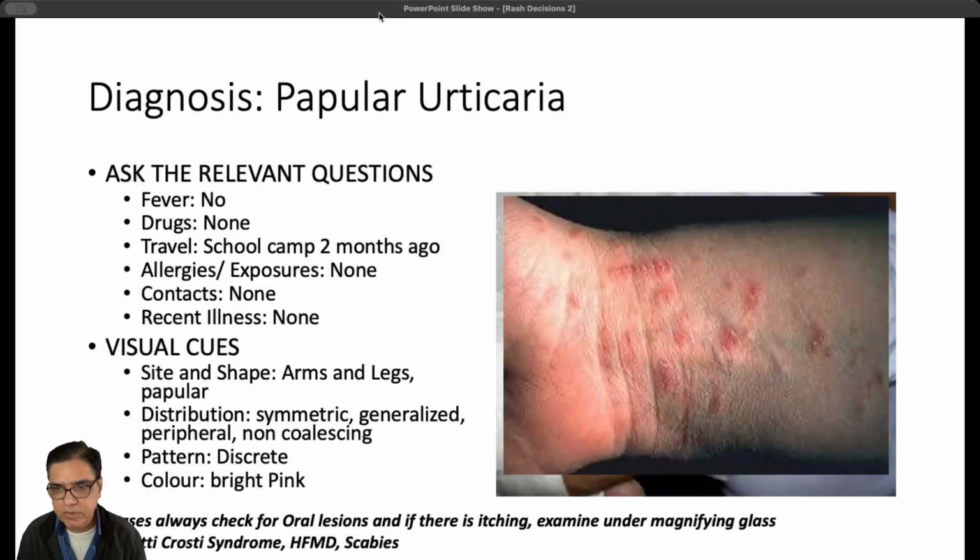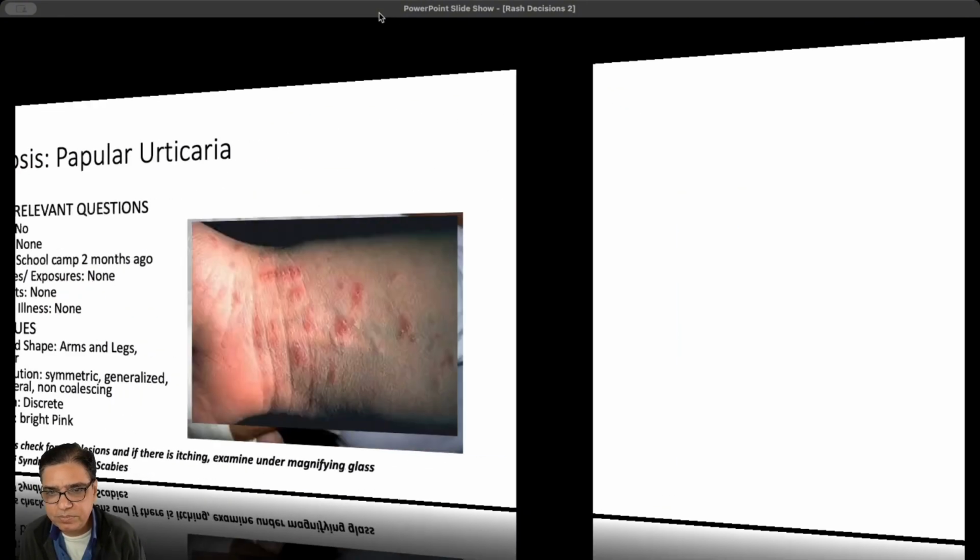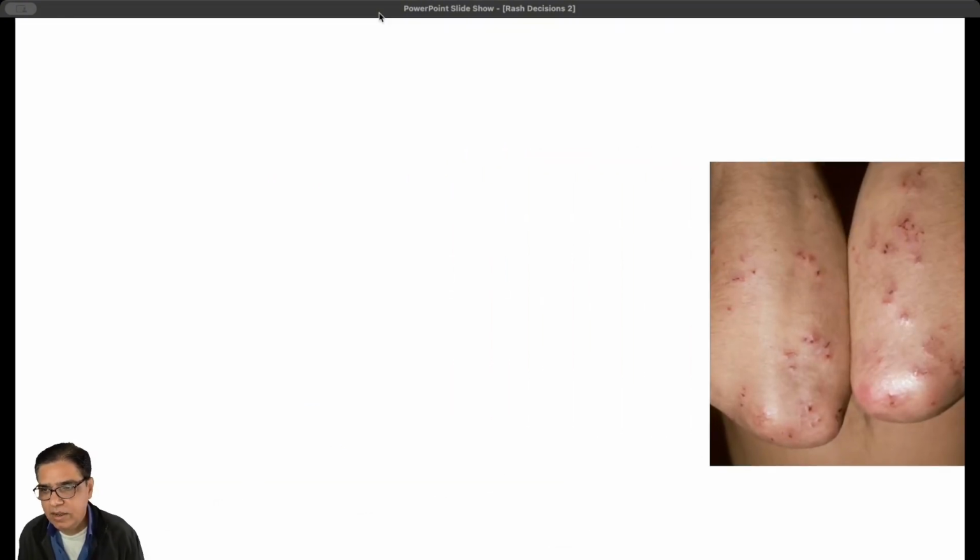Keep this in mind. See here, this is a child who has got an itchy papular rash, but they've got contact at home. This would be scabies. Now another type of papular rash. Okay, look at this one.